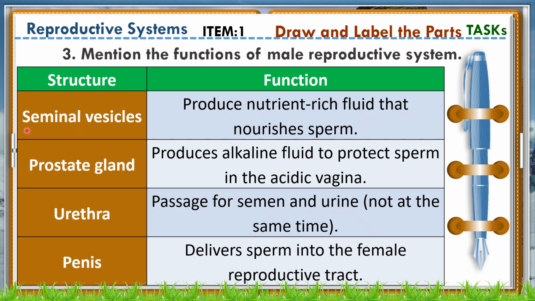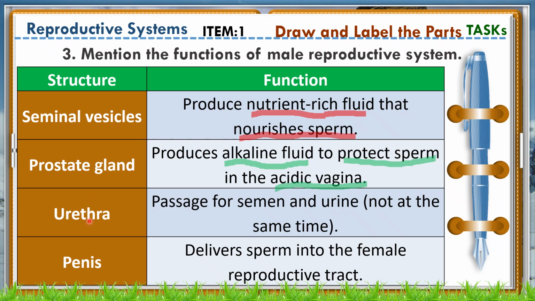Then we have the seminal vesicles. The seminal vesicles produce a nutrient-rich fluid, and this nourishes the sperms. When you come to the prostate gland, the prostate gland produces an alkaline fluid, and its purpose is to protect the sperms in the acidic vagina.